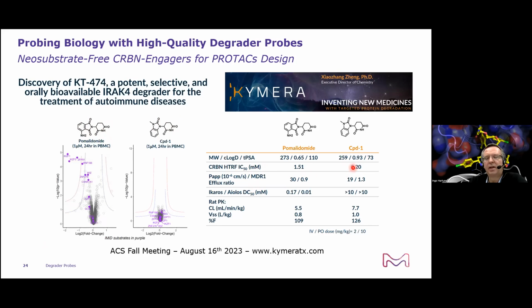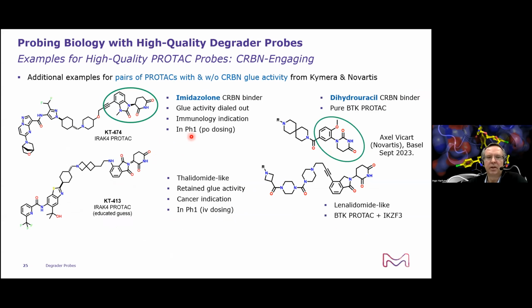You can see it's a highly potent engager of cereblon, very good property space, great PK, and it's completely clean on the neosubstrates. So now you can really take whatever your goal is. If you're interested in getting to really clean degraders, this is obviously a very powerful starting point. And it doesn't come as a surprise that you then find this cereblon engager also in KGaA's clinical stage IRAK4 PROTAC, the one which does not have neosubstrate activity.